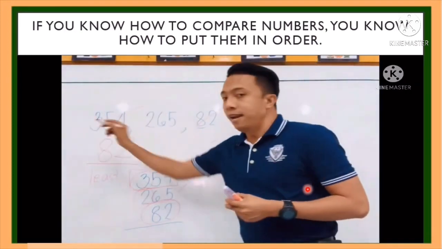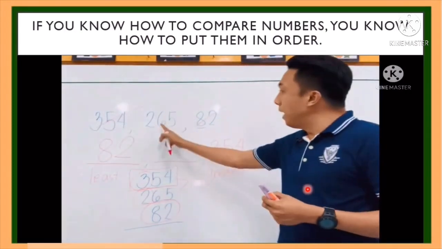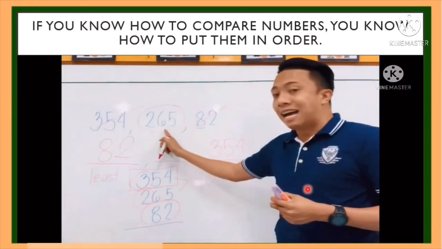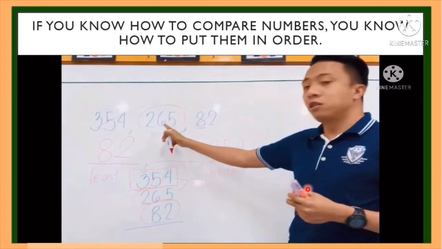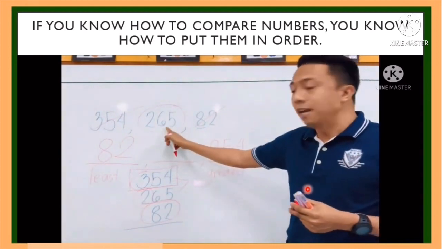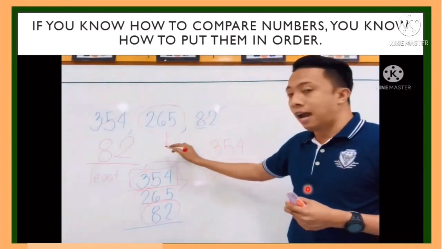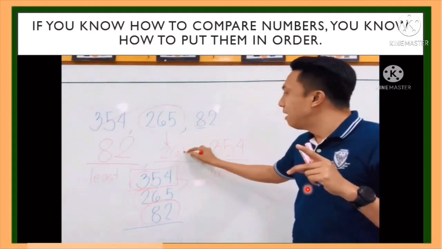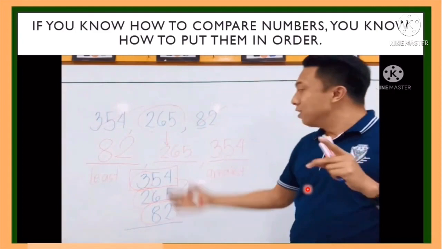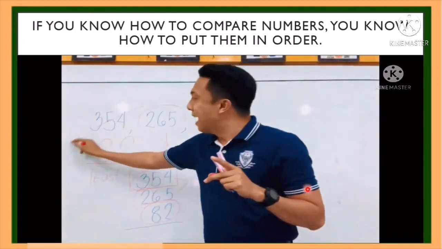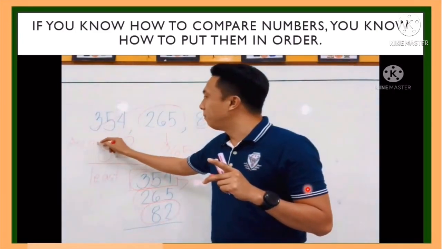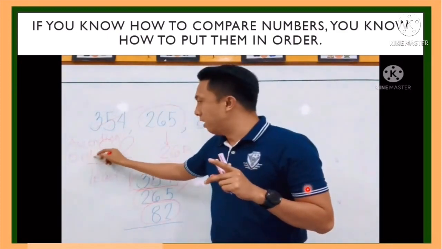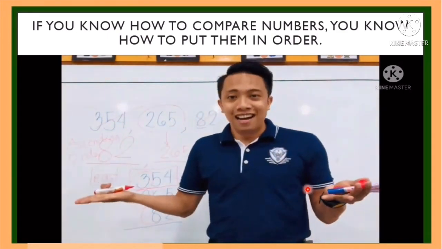Okay? Then, after that one, we will now copy the last number. Where do I put this one? I will put this in here. Okay? So I will just copy 2, 6, and 5. Right? So this is now the ascending order. Okay? Easy, right?